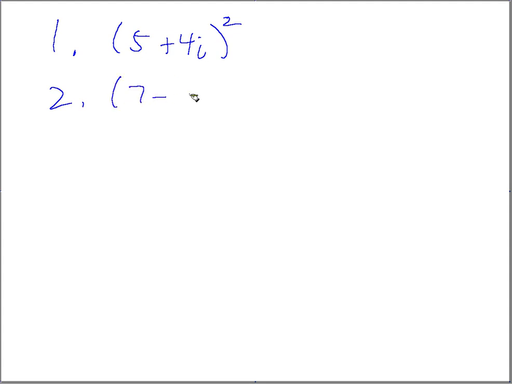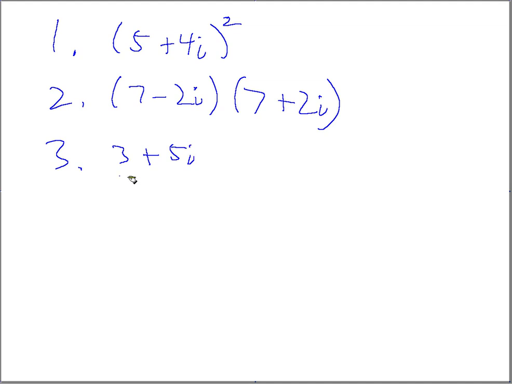How about 7 minus 2i times 7 plus 2i? Pretty easy there. Use the difference of squares formula on that one. And number 3, a division, a little bit more tricky: 3 plus 5i divided by 1 minus i. Think about the complex conjugate in this case to simplify that. Post the solutions into Blackboard and we'll go over it in class.